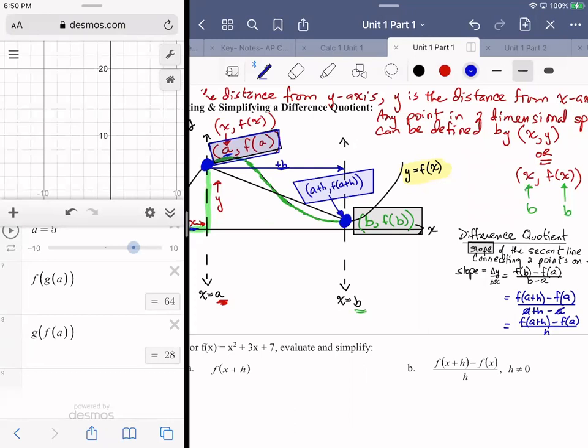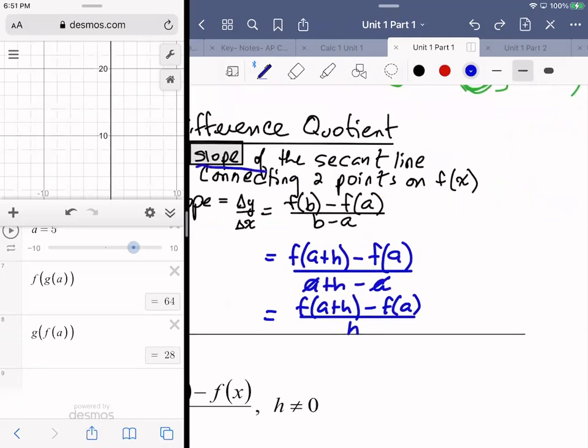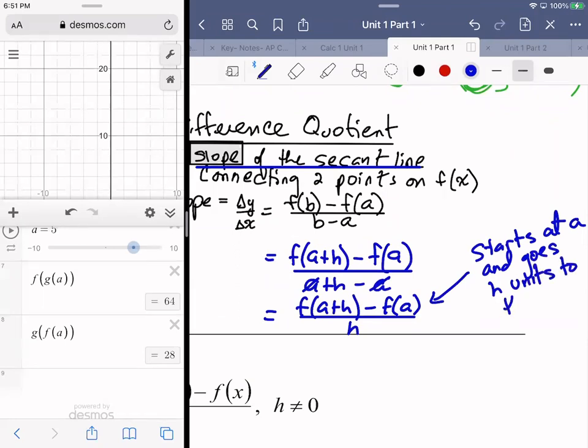All right. So you look at that and you say that that's pretty close to this, except we have x's instead of the a's that I have in blue. The difference here is this is the difference quotient for the slope of the secant line. So again, we never want to lose sight of that. Slope of the secant line connecting 2 points on f of x. This one starts at a and goes h units to the right. This one starts at a and goes to b.